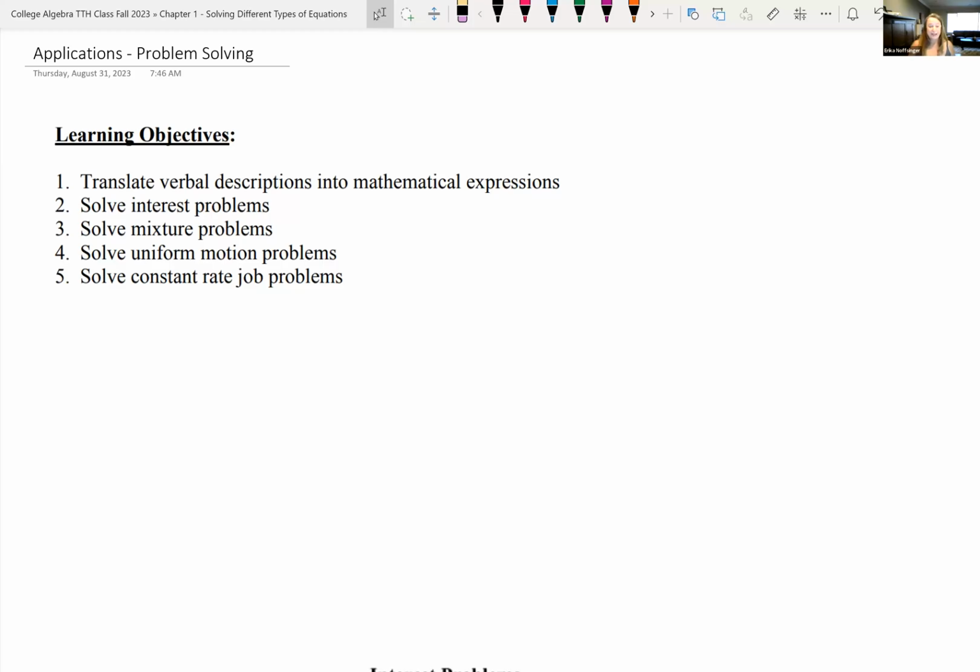We are now going to look at some applications of problems that we've been working on throughout the semester. Hopefully after today, you're going to be able to translate verbal descriptions into mathematical expressions. You'll be able to solve interest problems, mixture problems, uniform motion problems, and constant rate job problems. So first, let's look at interest problems.